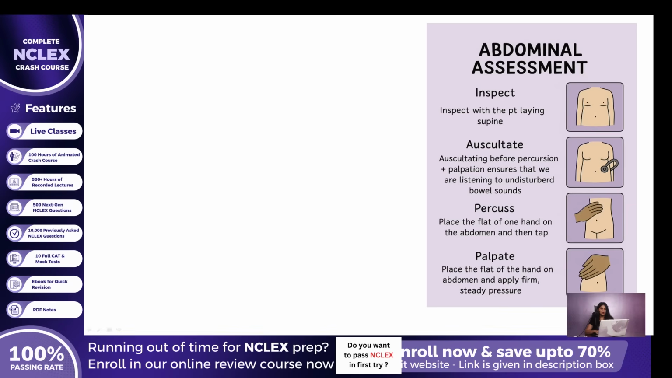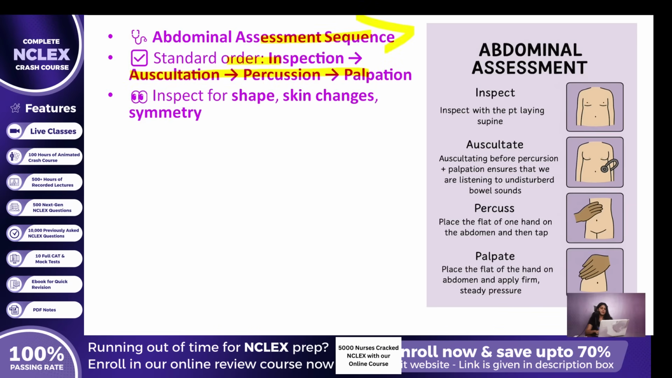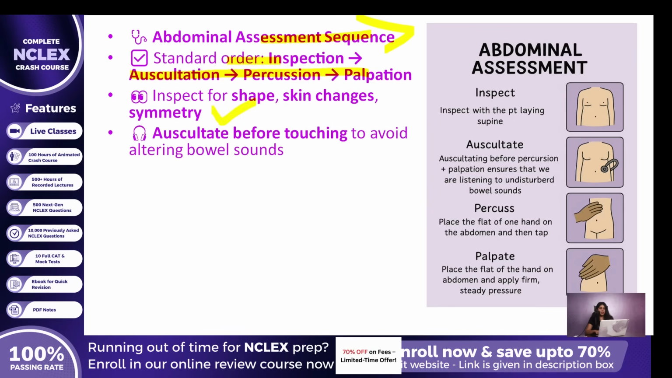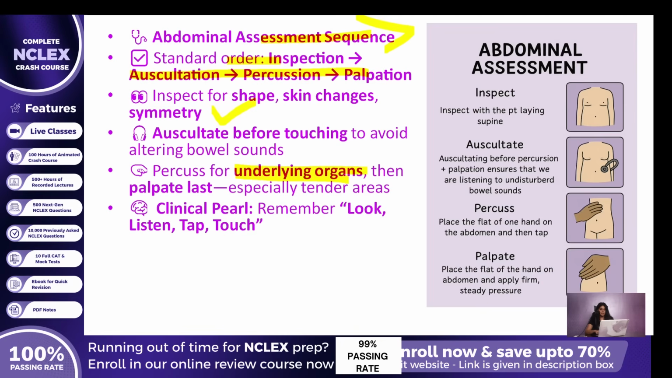This is the standardized order for abdominal assessments because it prevents stimulation of bowel sounds before auscultation. You begin with inspection to observe the contour, symmetry, and skin changes. Auscultation follows before any manipulation, ensuring bowel sounds are not falsely altered. Then percussion helps identify underlying structures. And palpation comes last, especially over tender areas.